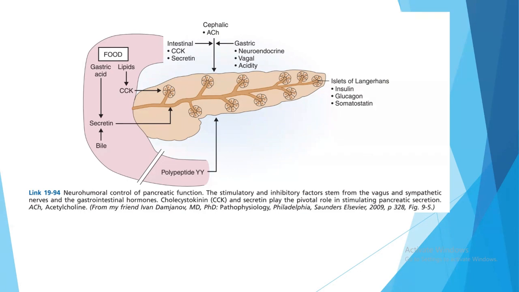Also, the islets of Langerhans get stimulated by insulin, glucagon, and somatostatin, and then the enzymes get secreted. This picture shows the neurohormonal control of pancreatic function: the stimulatory and inhibitory functions stem from the vagus and sympathetic nerves and the gastrointestinal hormones. Cholecystokinin and secretin play the pivotal role in stimulating pancreatic secretion, along with acetylcholine.